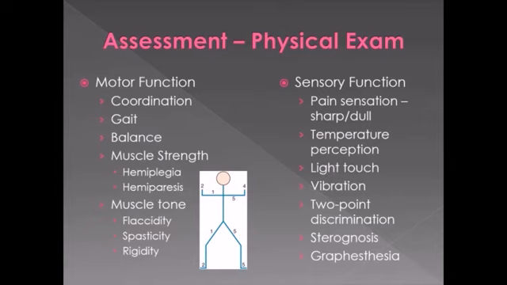2-point discrimination, stereognosis, and graphesthesia, those are higher level tests that you'll see done as part of a very intense focused neurological assessment. And they're covered in the ATI skills module. So pay attention to some of those things that we don't necessarily do on every patient or even every neuro patient, but they're part of a full focused neuro assessment.